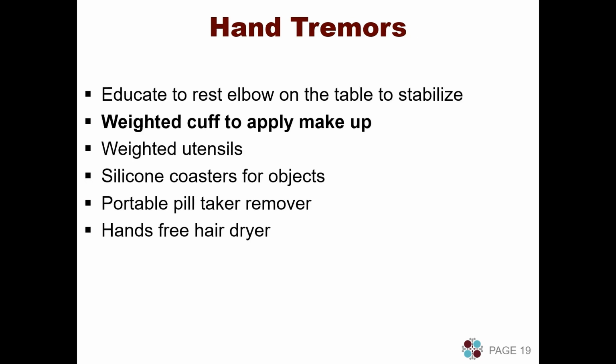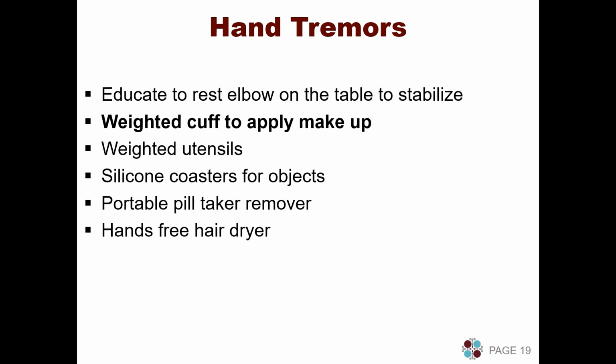Hand tremors can be both resting and action-based, like we had talked about earlier. So in educating those individuals to maybe stabilize or rest their elbow on the table when they want to use their hand can significantly help decrease the tremors, especially when they're going to do an activity. Trying a weighted cuff of some type to apply makeup or for other fine motor tasks. Weighted utensils are an option, like a weighted brush or comb for their hair. The weight helps to stabilize the hand movement due to the added resistance that it offers, which then can improve motor control of the hand.